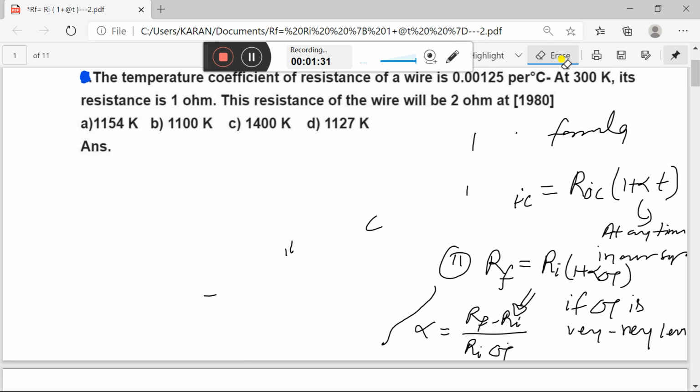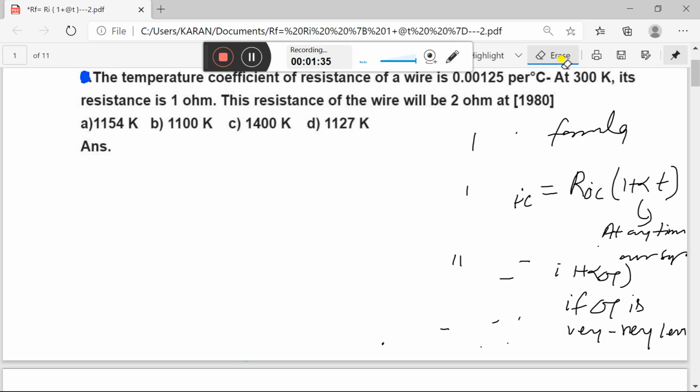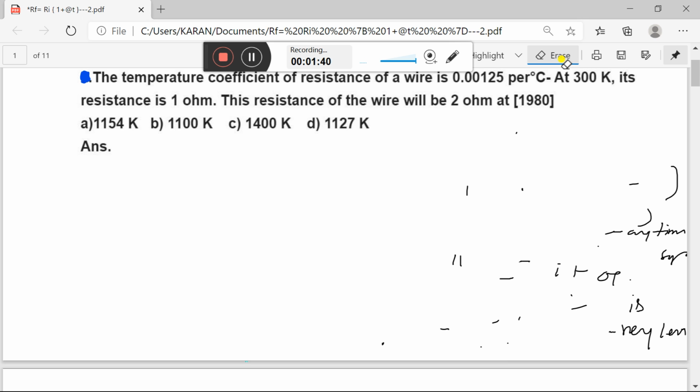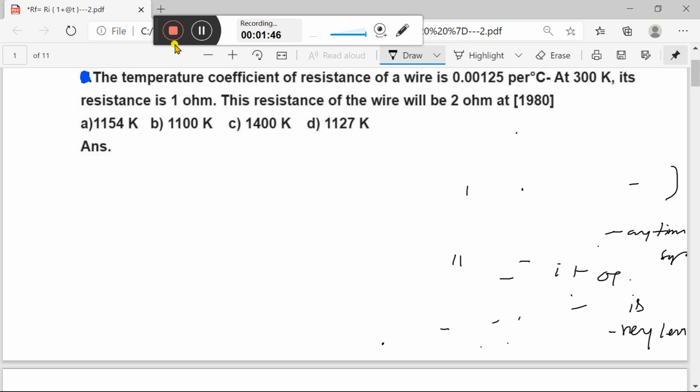Now looking into the given question. This is a question asked in the previous year IIT 1980. What is the question? At 300 Kelvin the resistance is given. We have to find the temperature when the resistance becomes 2 times, and alpha is given.